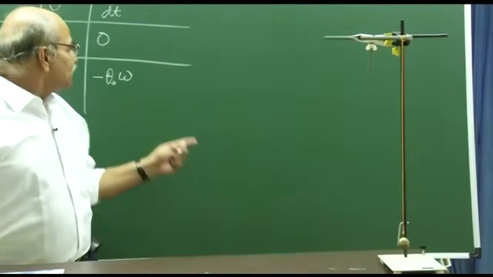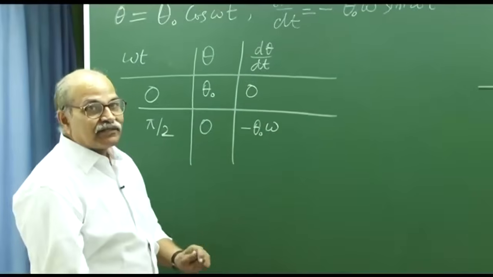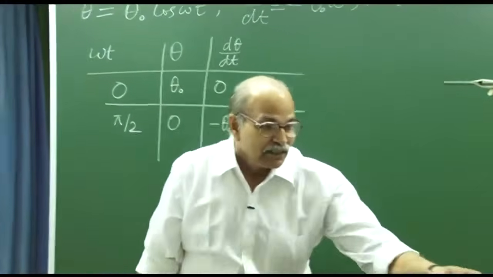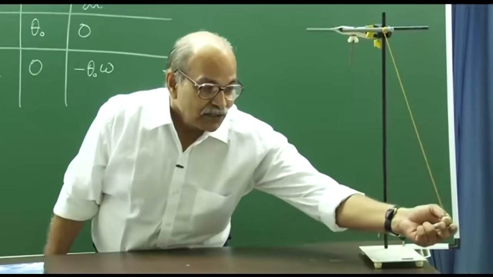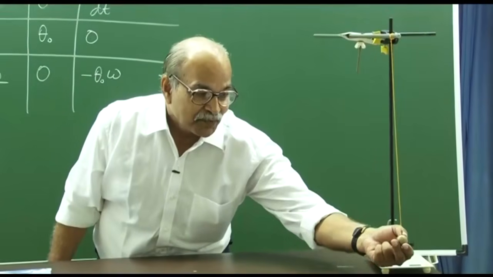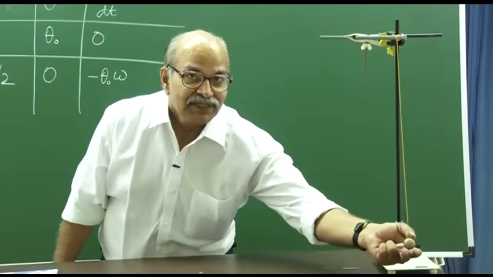So that also comes from here. It is minus theta naught omega. So it is going in negative direction. So it is going in this direction. During the oscillation, it is passing through the middle point, going towards this negative direction.